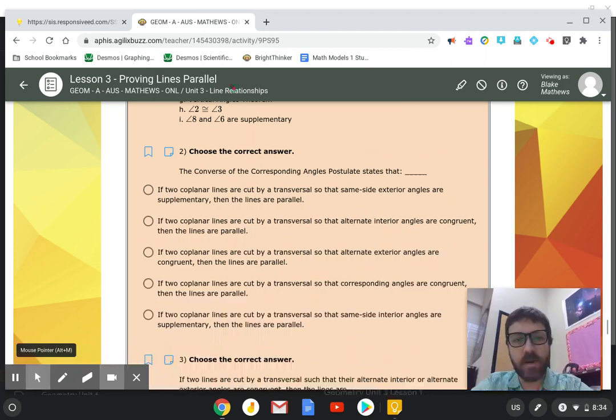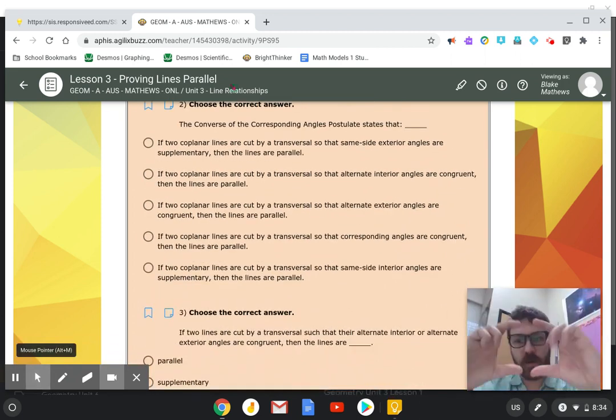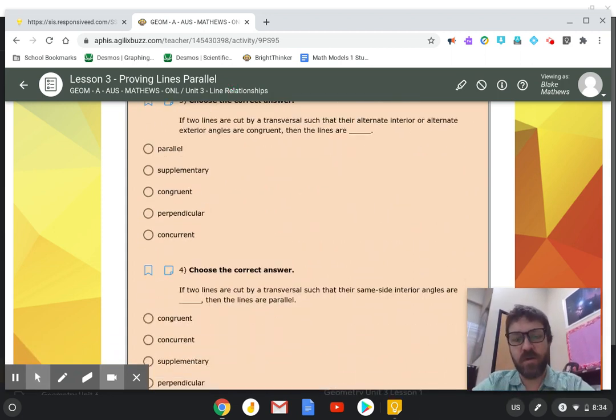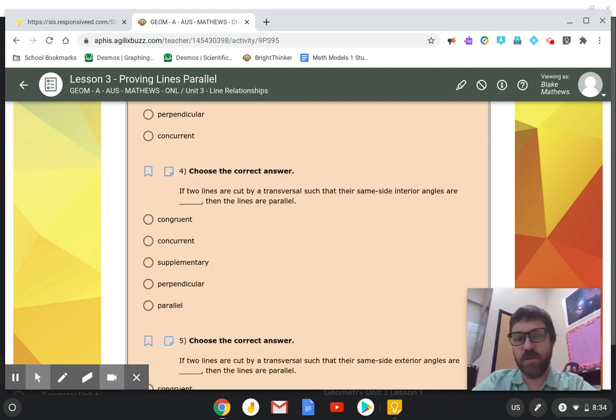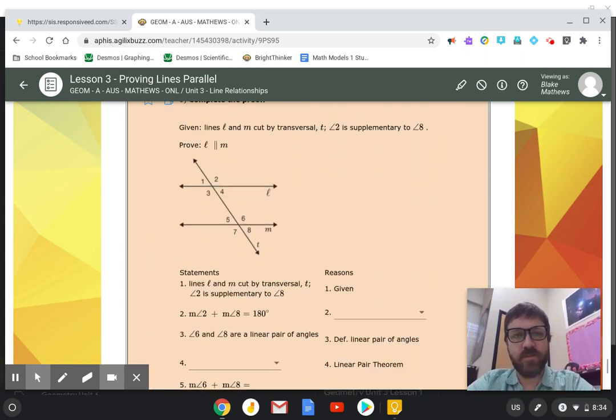Scrolling down, you have vocabulary. Each one of these vocabulary words comes from one of the little boxes up top where it has the different converses. So you need to just use those to answer 2, 3, and 4. Shouldn't be too hard. Just go up there and find which one matches the language you see here for 2, 3, 4, and 5. So those boxes, and I'll put them in the notes, the converses of the theorems, are going to be the things you use to answer 2 through 5. Now we have number 6, another proof.